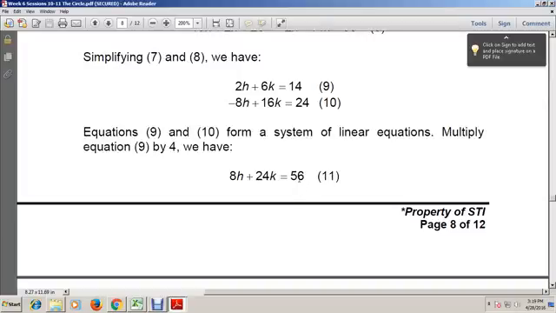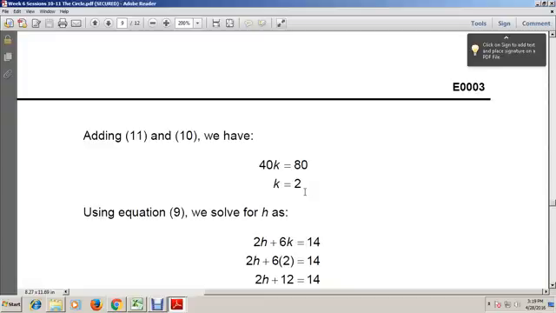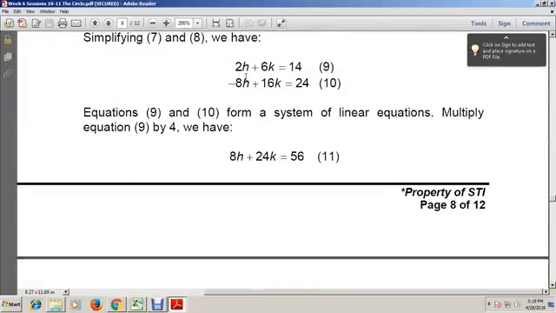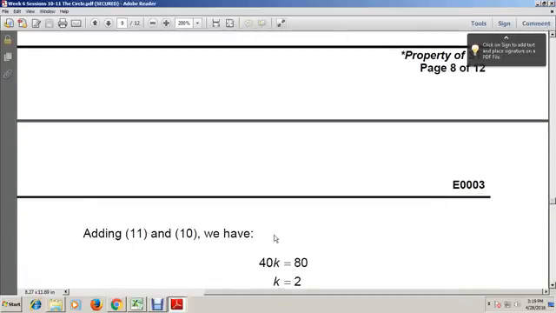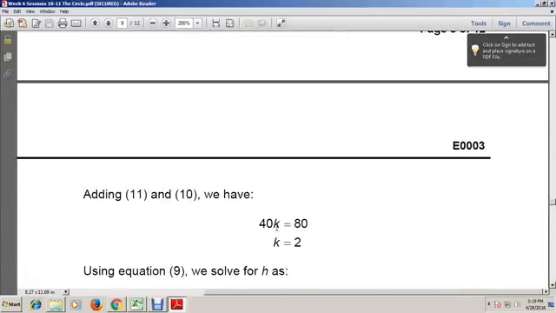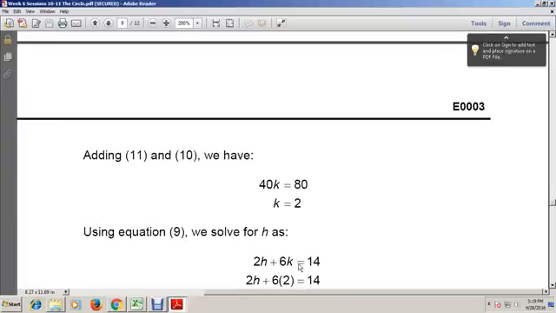Okay, so combining now equation 11 with equation 10, we can add these two. We can eliminate h. Then we have 24 plus 16 gives us 40, and 56 plus 24 gives us 80. So that becomes 40k is equal to 80. We can now solve for k. k is equal to 2. Then going back, since we have already solved for k, we can now solve for h.